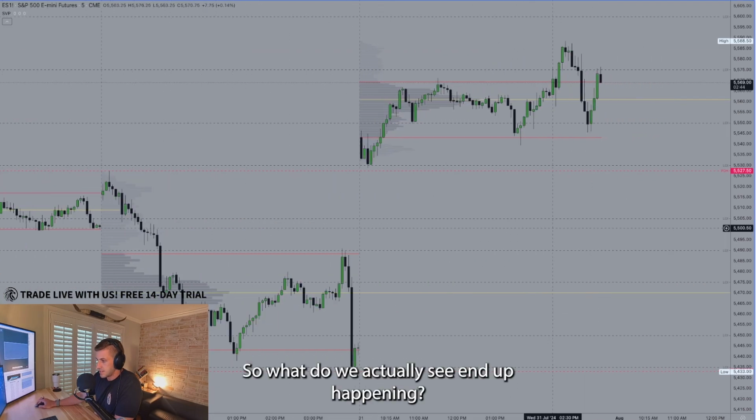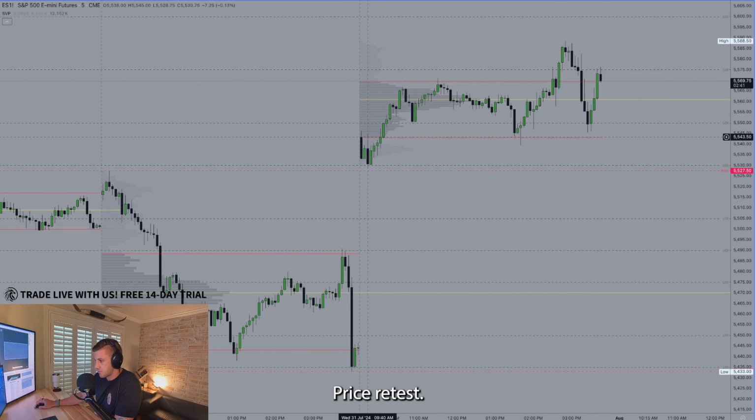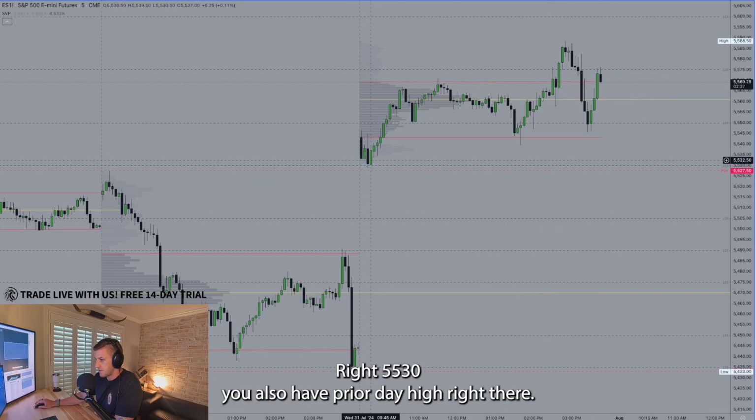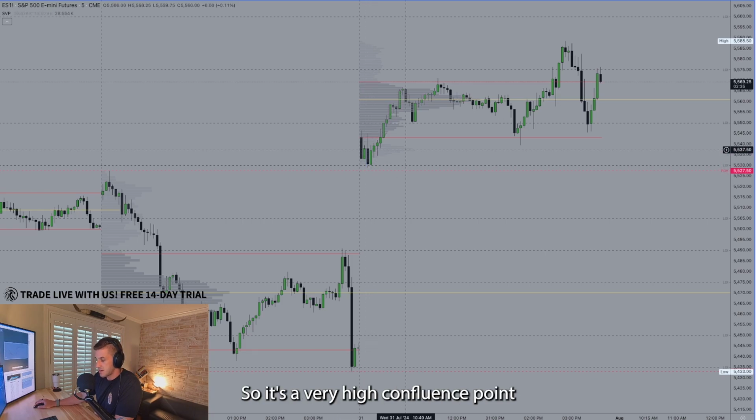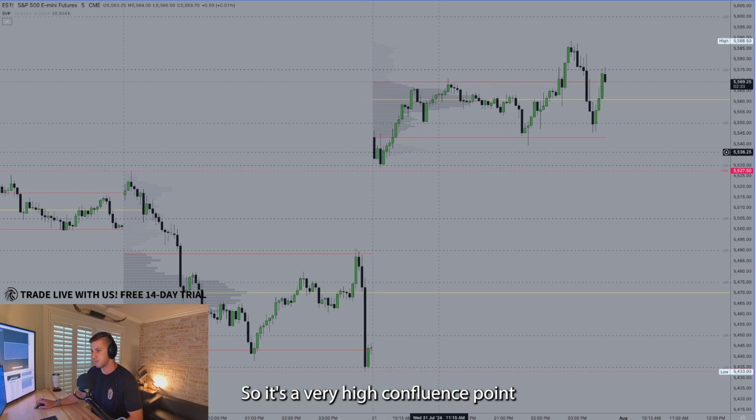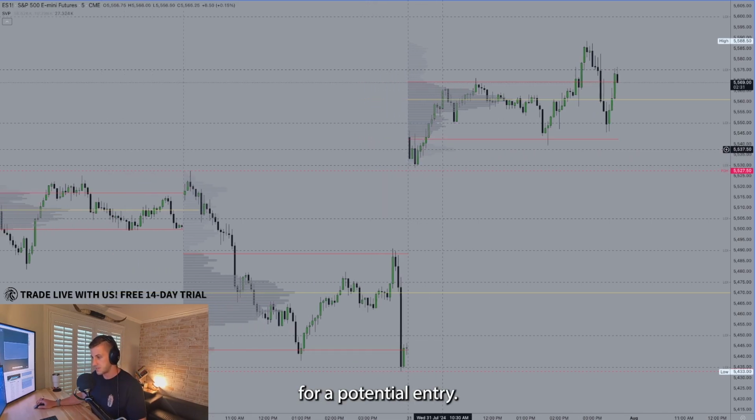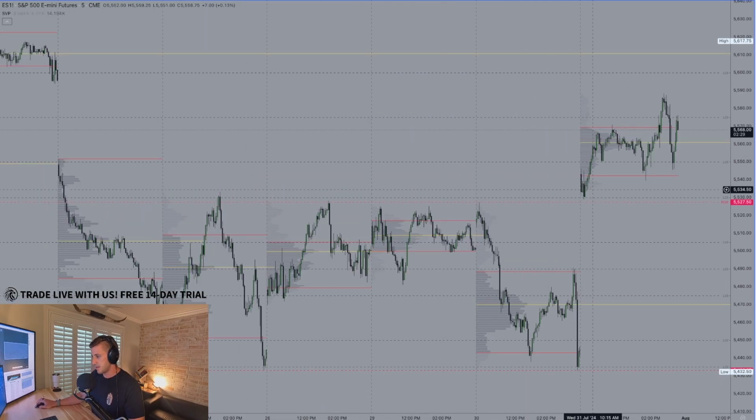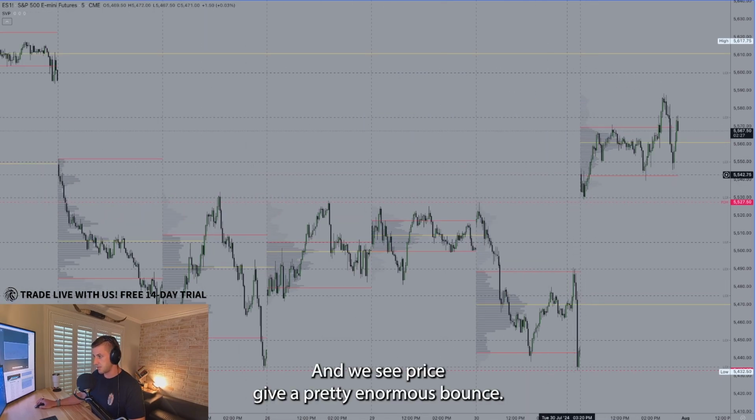So what do we actually see end up happening? Price retests what should be the breakout point, right? 55.30. You also have prior day high right there. So it's a very high confluence point for a potential entry. And we see price give a pretty enormous bounce.